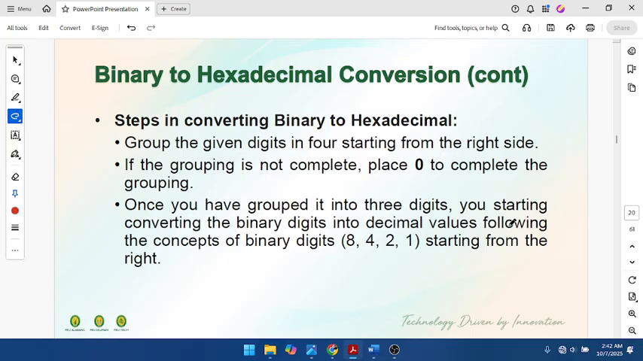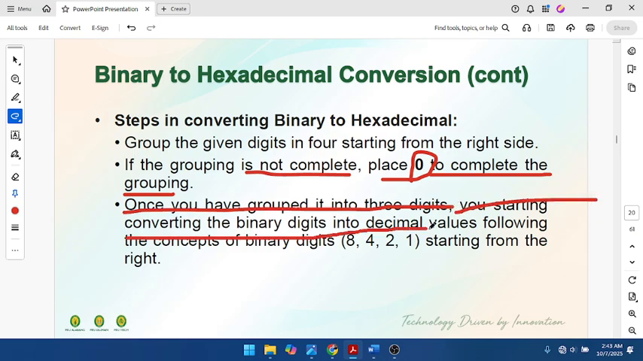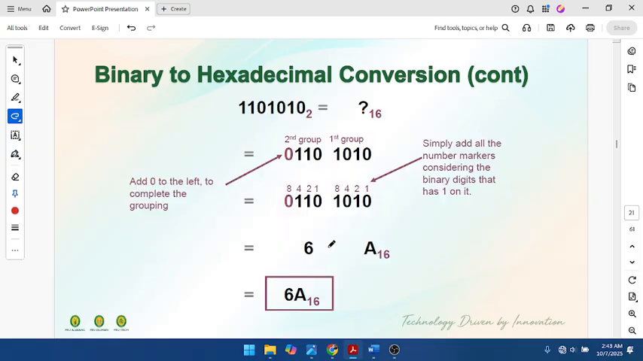So, these are the steps in converting binary to hexadecimal. Group the given digits in 4s starting from the right side. If the grouping is not yet complete, place another 0 to complete the groupings. Once you group this into 4 digits already, you may now start converting the binary digits into decimal values following the concept of this one. Starting from the right. Take note ha, starting from the right. So, we have here an example: 1101010.